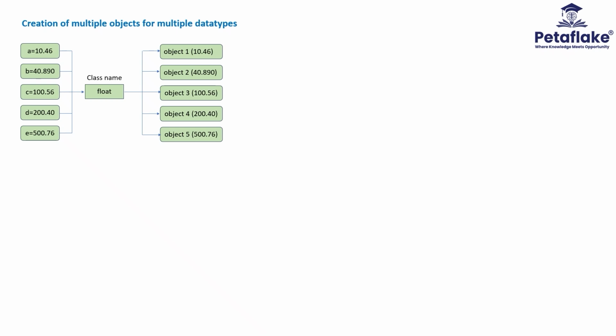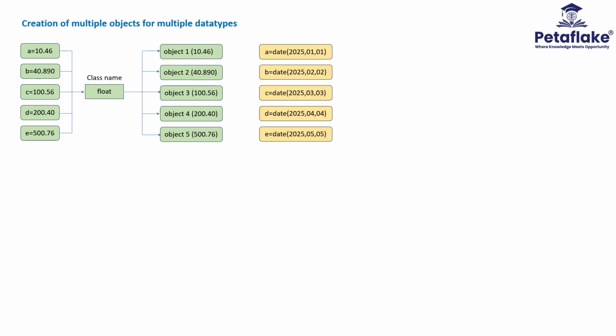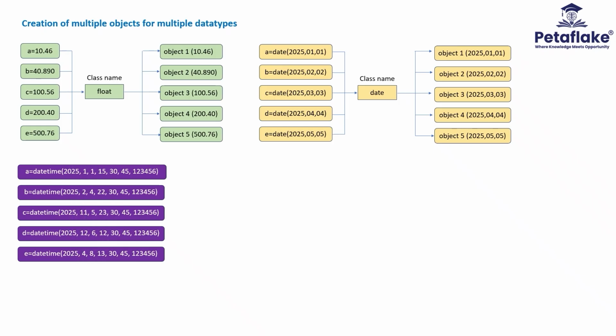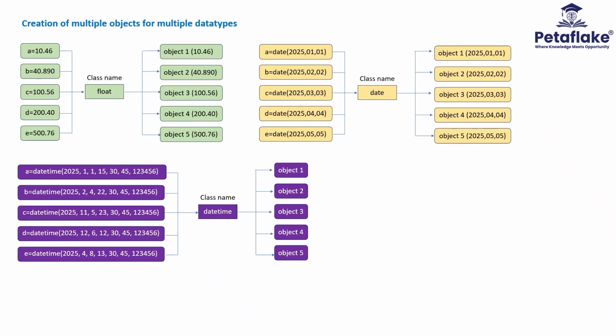Similarly, when we create multiple variables to store multiple date values, then Python creates a dedicated date object for each variable based on the date class, and the date value provided to the variable is stored in the respective date object. Similarly, when we create multiple variables to store multiple timestamp values, then Python creates a dedicated datetime object for each variable and the timestamp value assigned to the variable is stored in the respective datetime object.